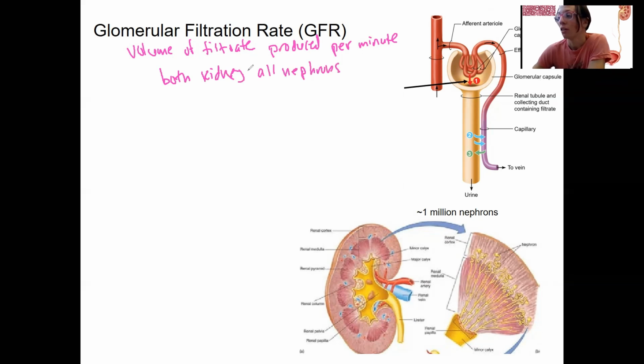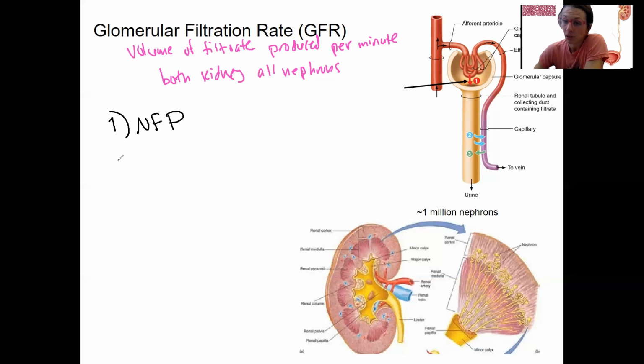So what determines glomerular filtration rate? Net filtration pressure. That's a big thing. The primary pressure that determines this is glomerular hydrostatic pressure, so blood pressure. We've already seen that with blood pressure regulation. The kidney urine production can be regulated by blood pressure.